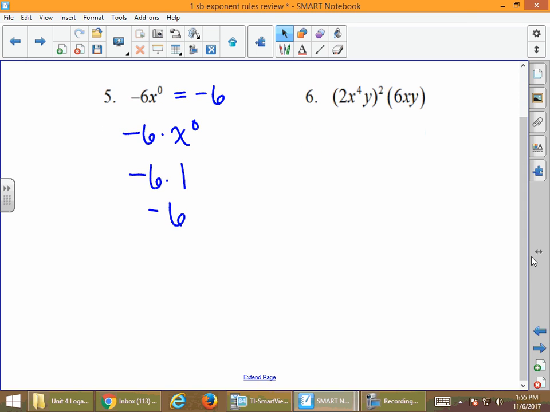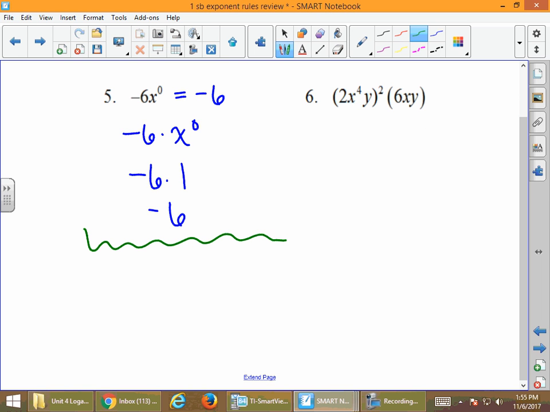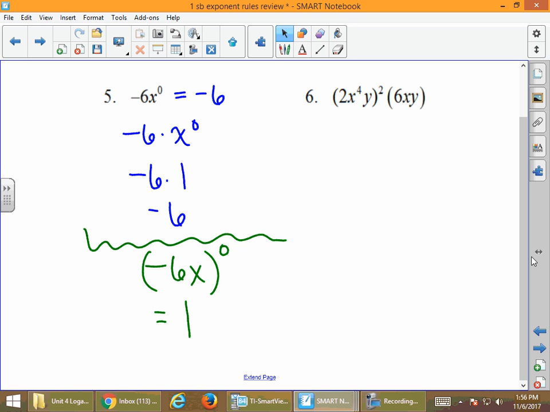Don't confuse it with this. The 0, the x to the 0. The 0 only applies to the x the way the problem's written. If the problem were written as negative 6x with parentheses to the 0, then that 0 would apply to everything, being the negative 6 and the x. Negative 6x to the 0 is what equals 1. But because there's no parentheses in here, the 0 only applies to the x on that problem. Again, maybe come back and look at 6, 7, and 8 in a couple minutes.